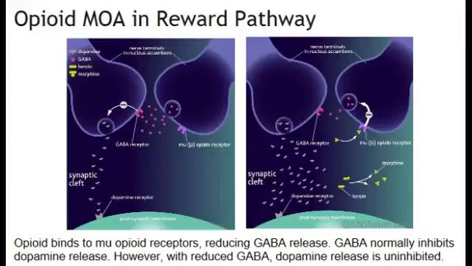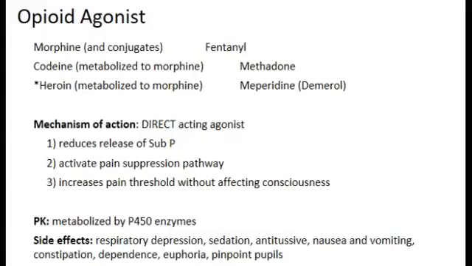And so what you see here is an opioid binding to the mu receptor, which is going to reduce the release of GABA. And so remember, GABA is one of those inhibitory neurotransmitters. GABA normally inhibits dopamine release. Now, if you inhibit GABA, you're going to reduce GABA's activity, but now dopamine release is going to be uninhibited. And that's really the main crux of how these drugs contribute to dependence and the reward pathway.